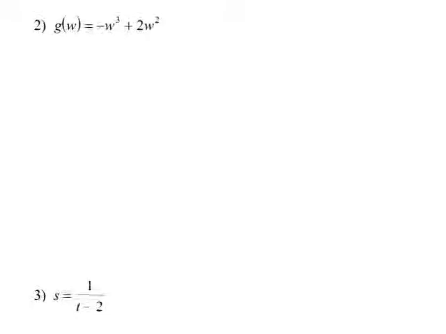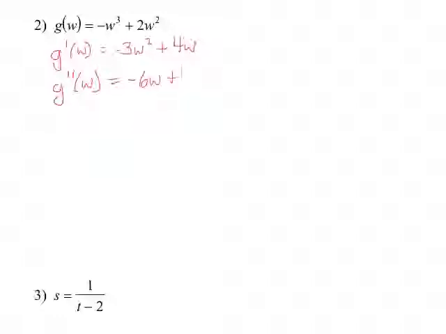Problem 2 is a cubic polynomial, and cubic polynomials, or all polynomials, are continuous everywhere. So it is not discontinuous anywhere, which is nice. The first thing we want to do is find g prime of w, and that's going to be negative 3w squared plus 4w. And then the second derivative we will get to be negative 6w plus 4.